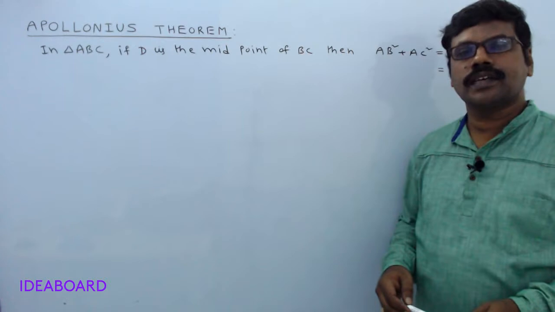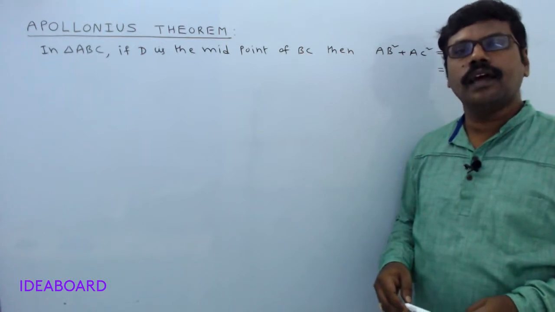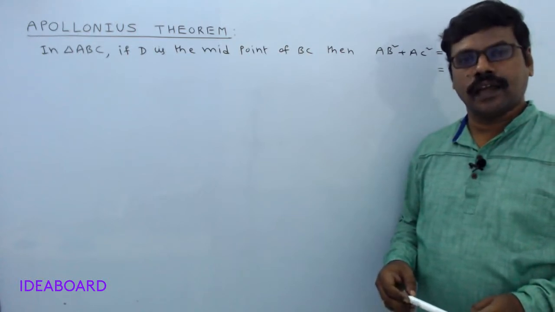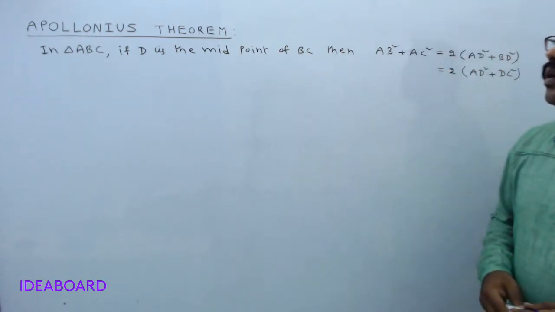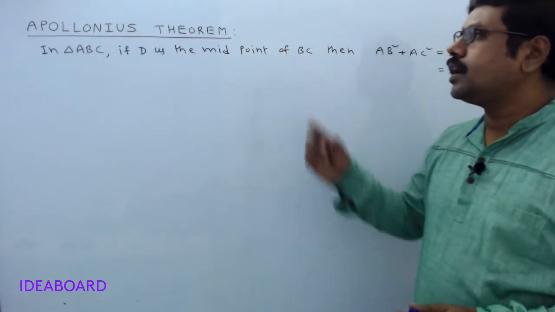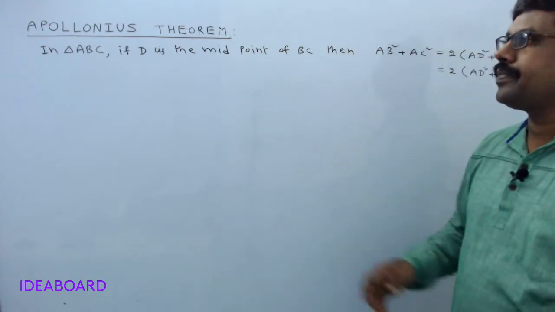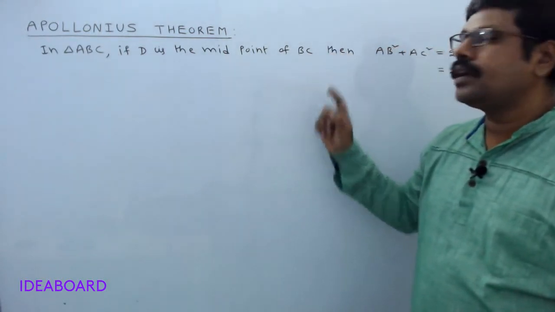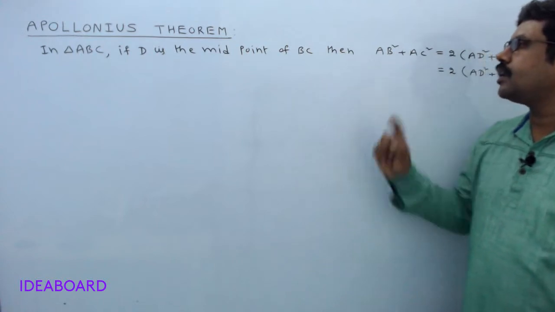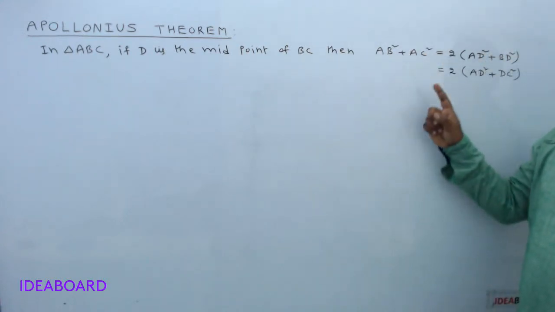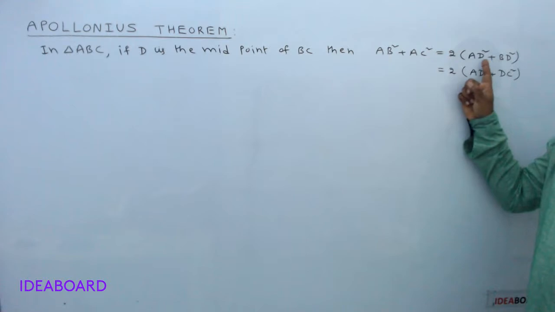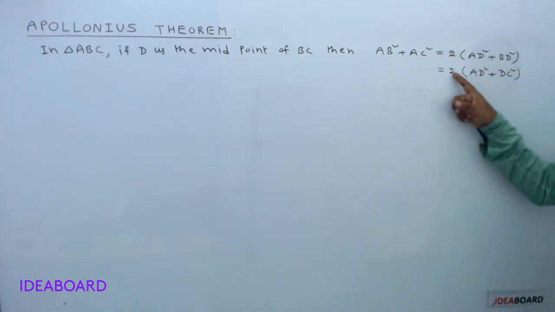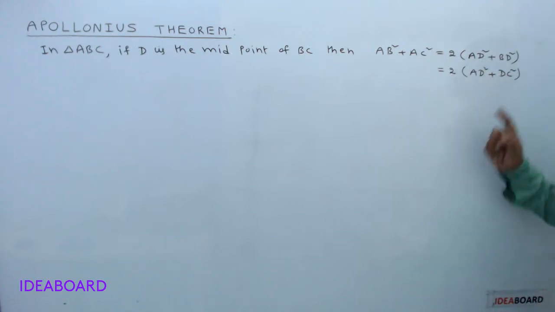Today we are going to discuss a relation between the length of the side of the triangle and the length of the median of the triangle. Now come to Apollonius theorem. What is the statement of the Apollonius theorem? In triangle ABC, if D is the midpoint of the side BC, then AB square plus AC square equals 2 into (AD square plus BD square), which is the same as 2 into (AD square plus DC square).